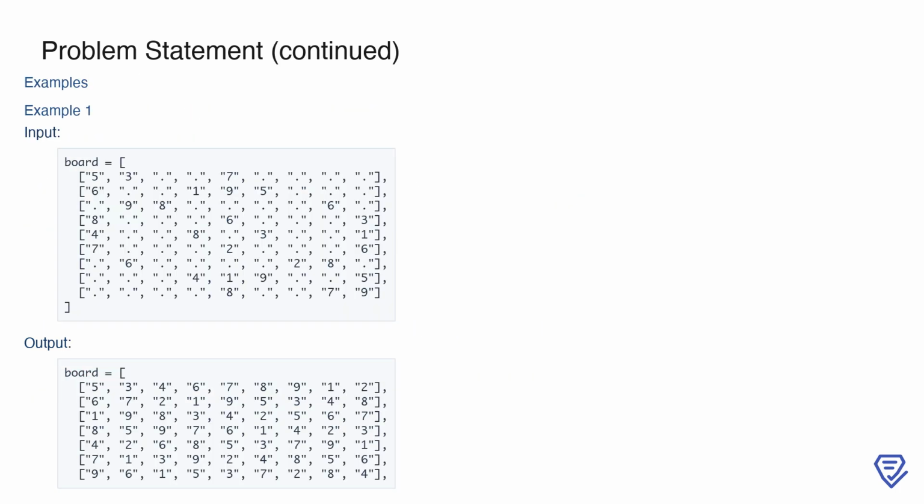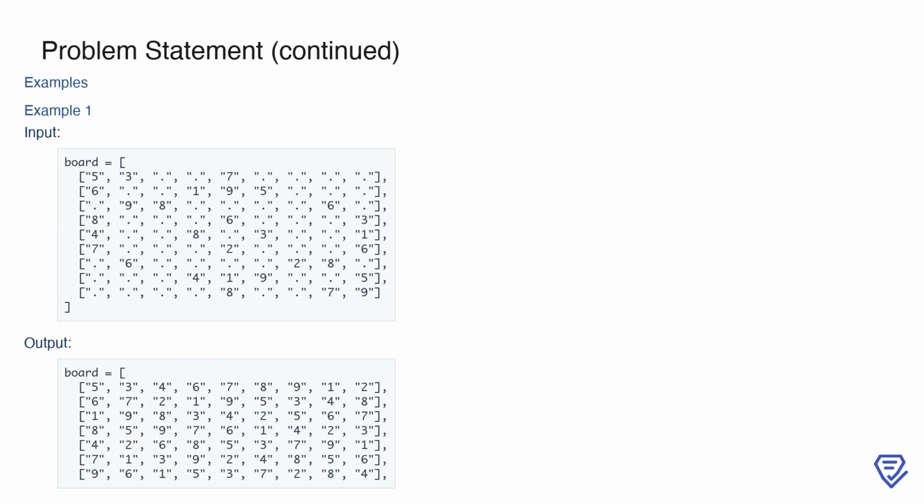Let's look at an example to better understand the problem. Here's an input board where several cells are empty, represented by the dot character. For instance, the first row contains the numbers 5, 3, and 7, but the other cells are empty. Similarly, other rows have a mix of numbers and empty cells. The goal is to fill in all these empty cells while ensuring the solution adheres to the Sudoku rules. The output shows the solved board, where every row, column, and 3x3 subbox contains all the digits from 1 to 9 exactly once.